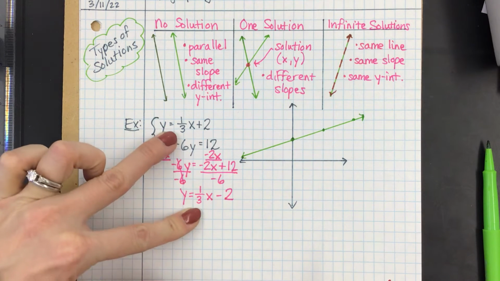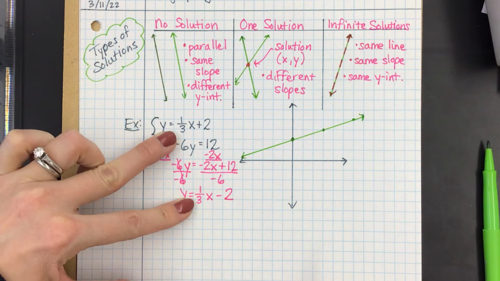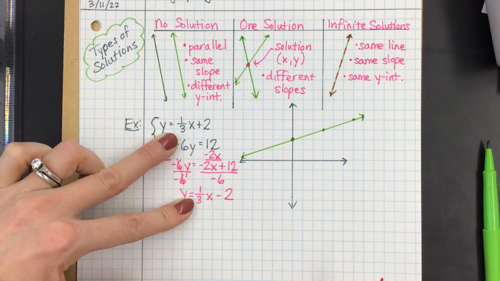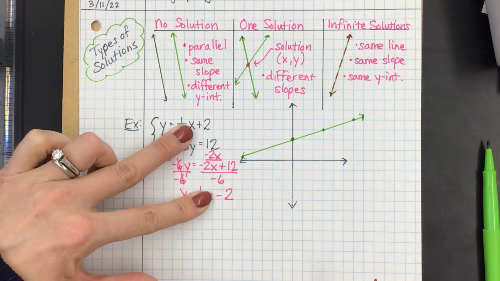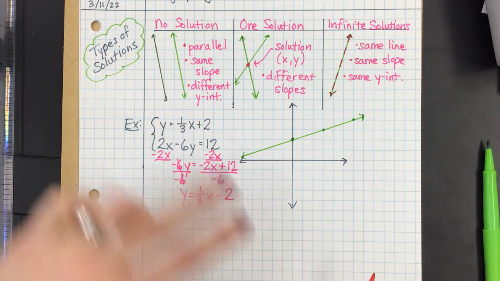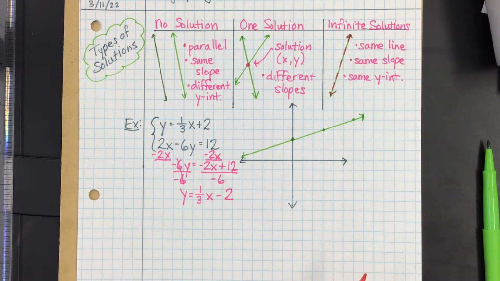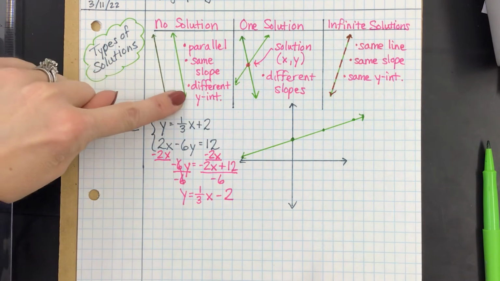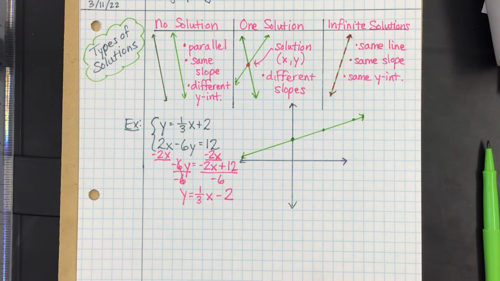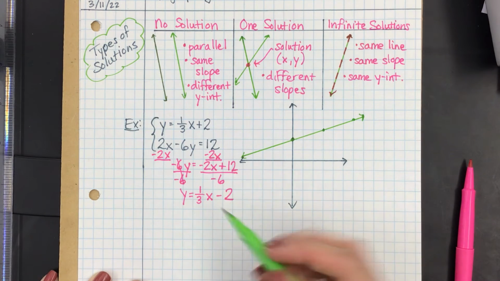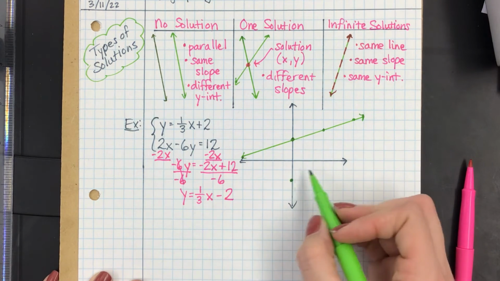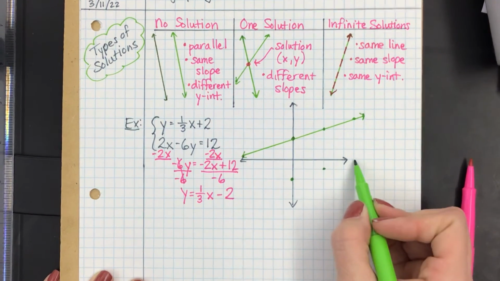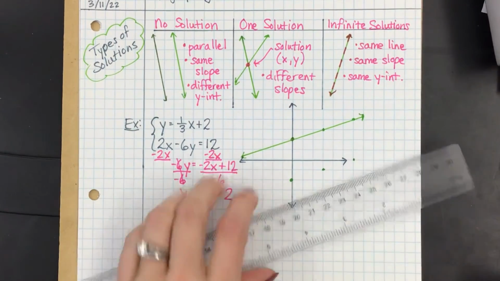Now, before I graph it, let's look at the two equations. They have the same slope, so you know it's going to be either no solution or infinitely many solutions. And they have different y-intercepts. So which one do you think it's going to be? If they have the same slope and a different y-intercept, then it's going to be no solution. But let's graph it and look at it anyways. My y-intercept is negative 2. My slope is 1/3, so I'm going to go up 1 over 3 a couple times and then graph it.